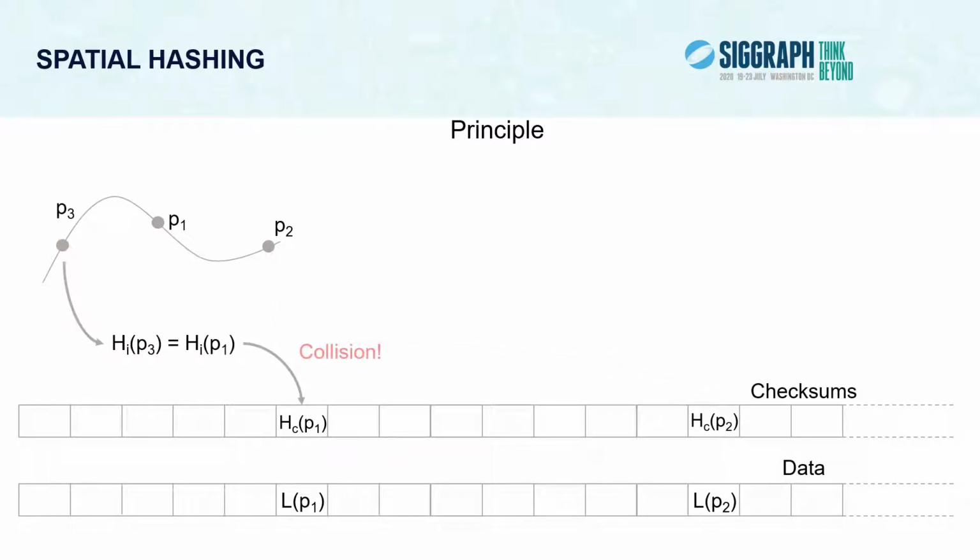As with any hashing scheme, we end up also with collisions. So, for example, a third point may collide with the first one, and that's where the checksum comes in. Then we will evaluate the checksum also for P3, see that it's different from the one of P1, so we know that it is a collision. Then we can do a linear search to find the next available slot in the hash map.